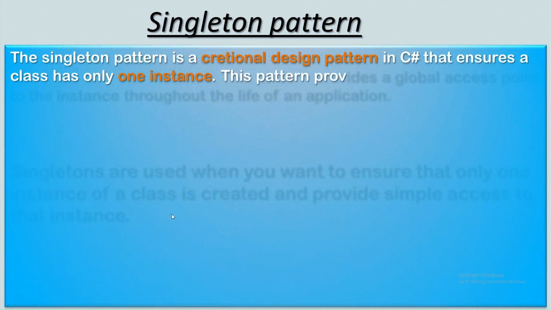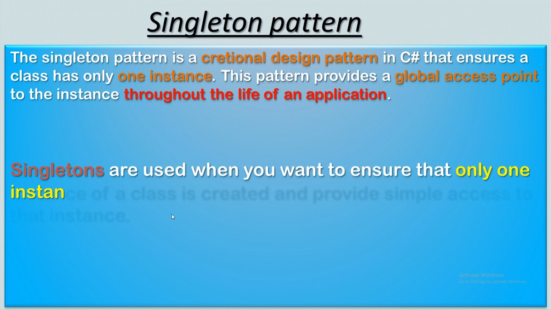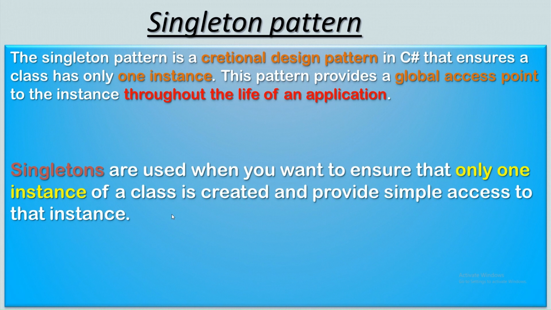Singleton pattern is a creational design pattern in C# that ensures a class has only one instance. This pattern provides a global access point to the instance throughout the life of an application. Singletons are used when we want to ensure that only one instance of a class is created, and we provide simple access to that instance. Let's see that in the program.